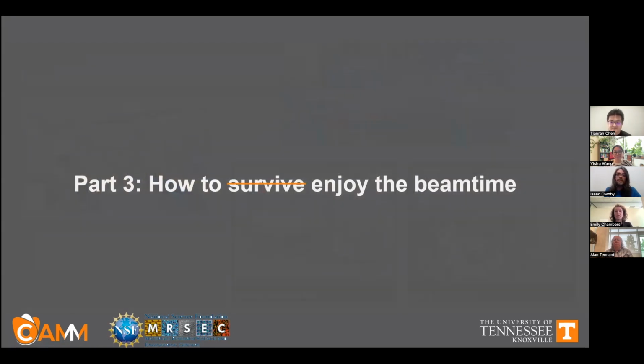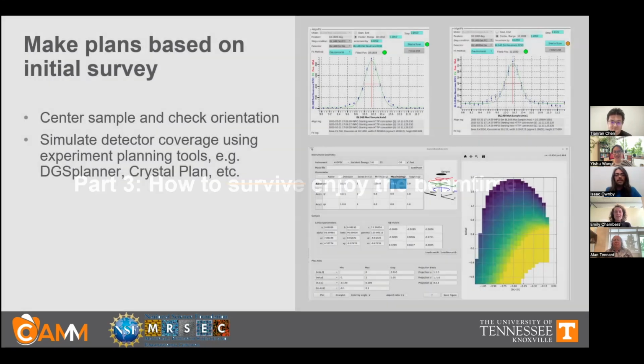Okay, so we've already established that the sample is well prepared and that it's loaded into the cryostat or whatever sample apparatus you have. So how to enjoy your beam time and how to enjoy the experiment. So first, you'll want to check the sample centering, so the height and the centering within the cryostat, and check its orientation as well. There are also various tools that you can use, depending on the instrument, to simulate the detector coverage to plan your experiments to maximize the time that you have at the beamline.